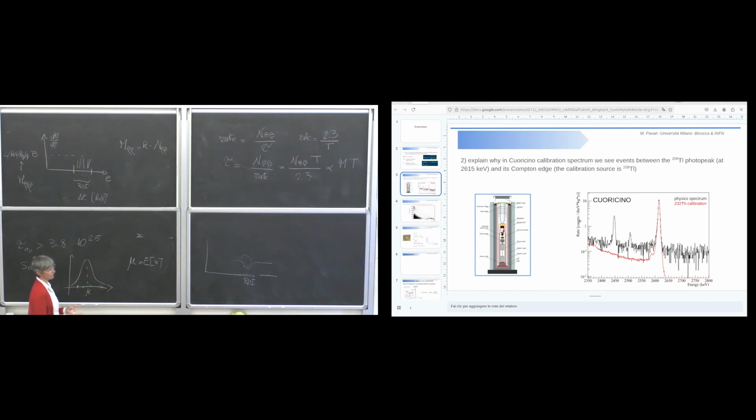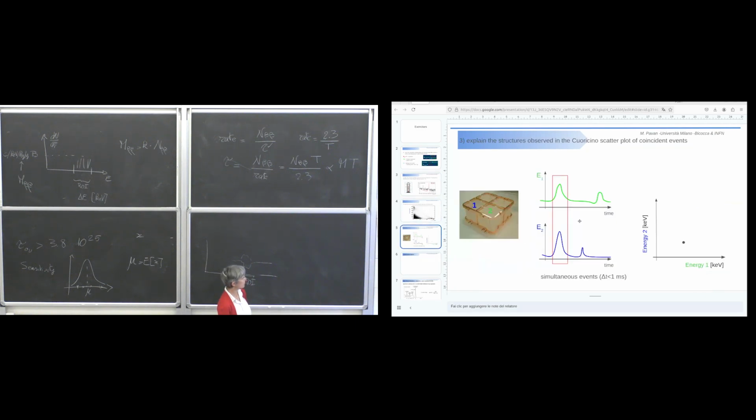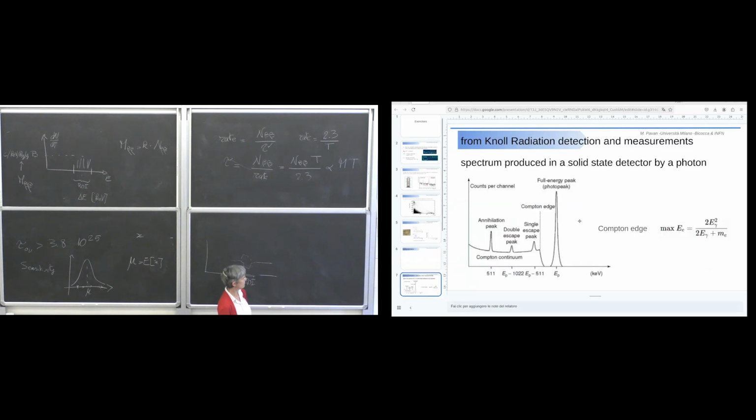And my question is, what kind of process is populating this energy region? Look just at the red histogram. What kind of processes are these? Are the events that populate this region? And this is the information that I provide you.